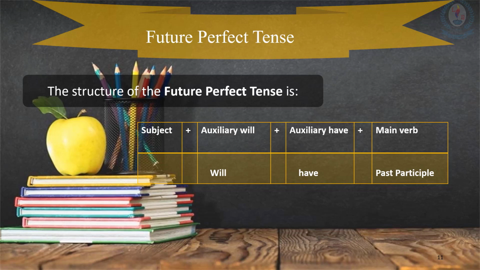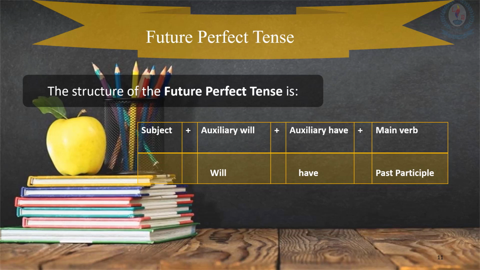So, how do we make the future perfect tense? Look at this. The first auxiliary verb, will, is invariable. The second auxiliary verb is invariable, in base form, have. The main verb is invariable, in past participle form, ed or irregular. For negative sentences, we insert not after the first auxiliary verb. For question sentences, we invert the subject and the first auxiliary verb.